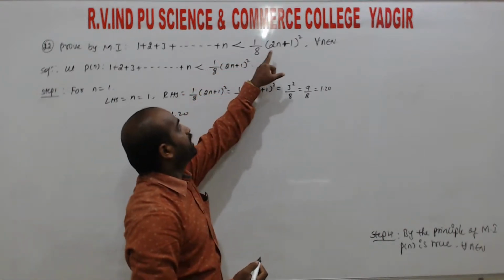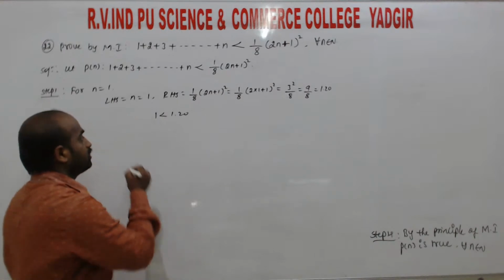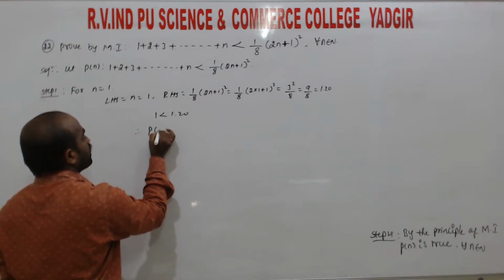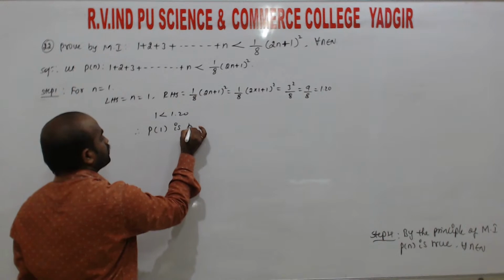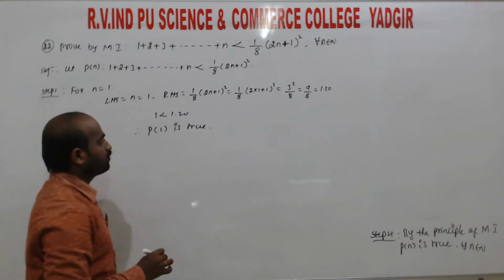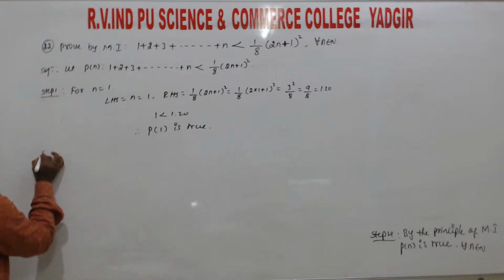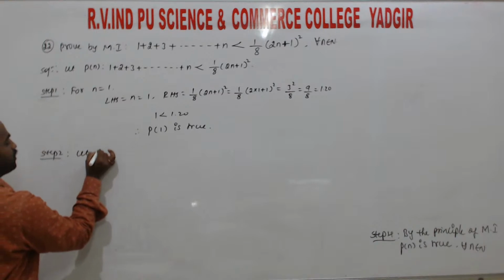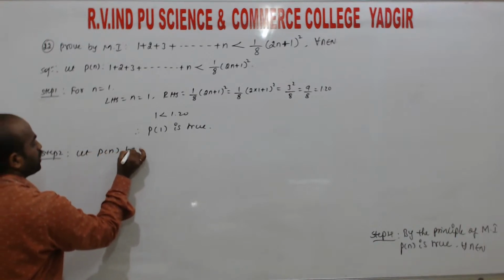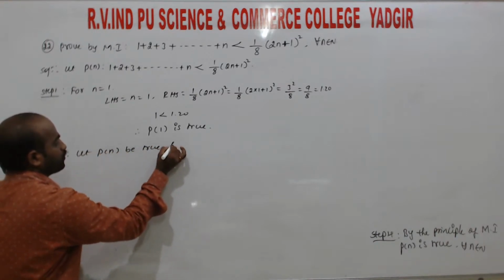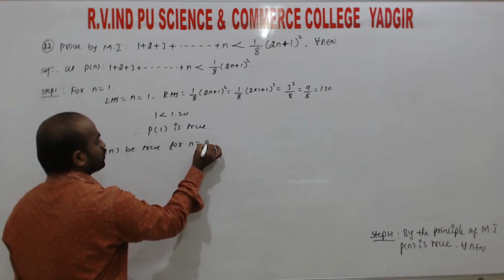Less than 1 by 8 into 2n plus 1 whole square. Therefore, P of 1 is true. Next, step 2, same procedure. Let P of n be true for n is equal to m.